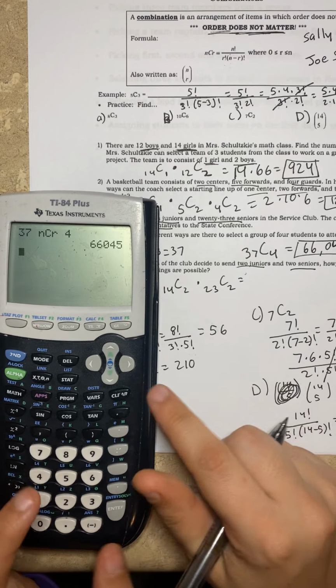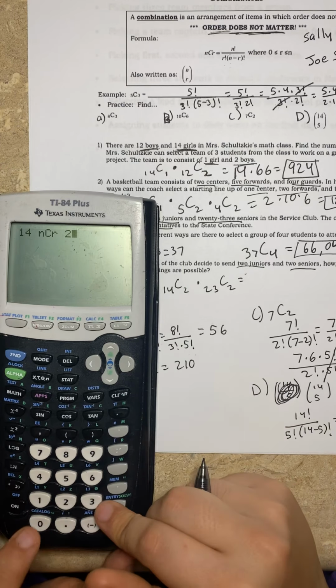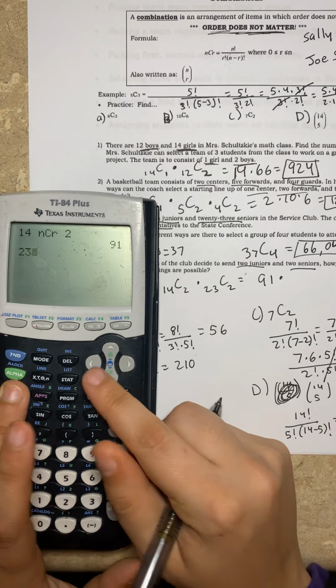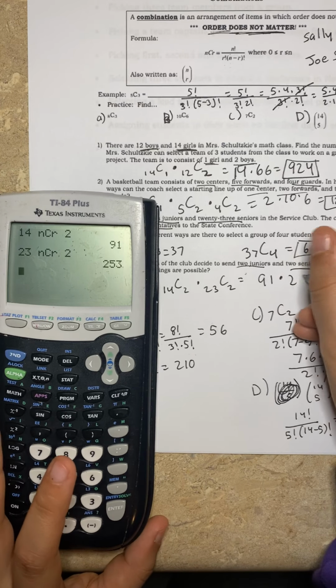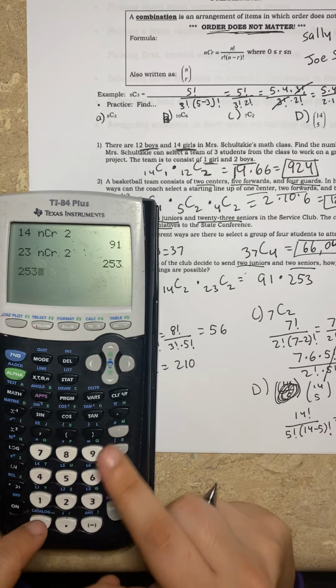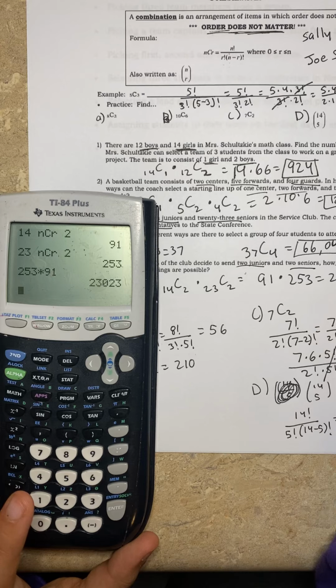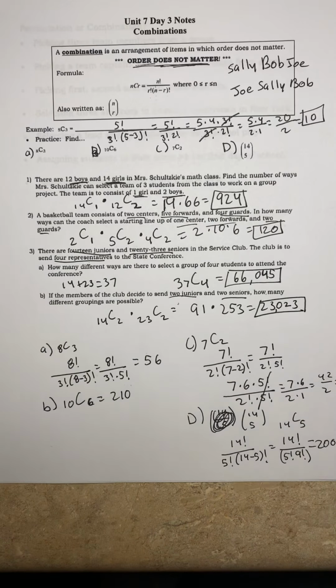So we have 14, choose 2. That gives me 91. And then 23, choose 2, and that gives me 253. So I'm going to multiply those together, and that gives me 23,023 different combinations of seniors and juniors that can go. Okay?